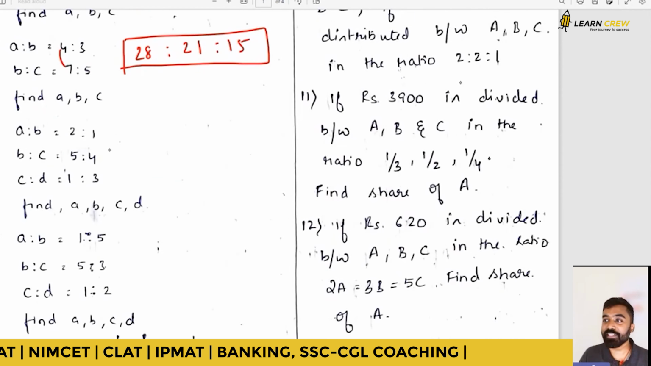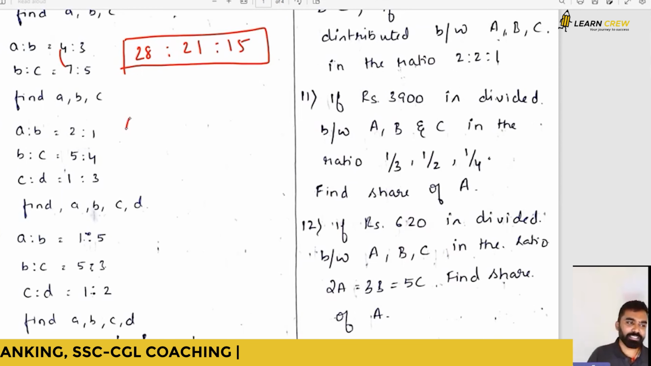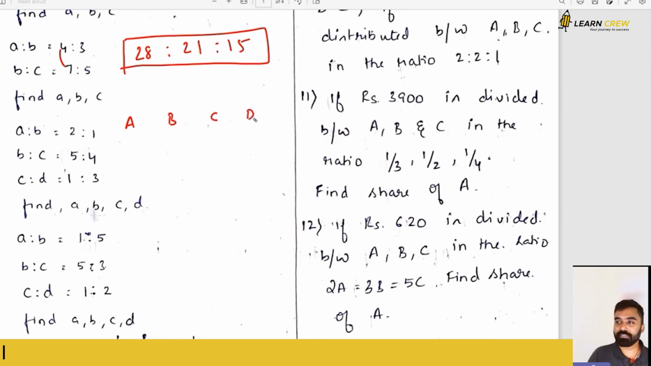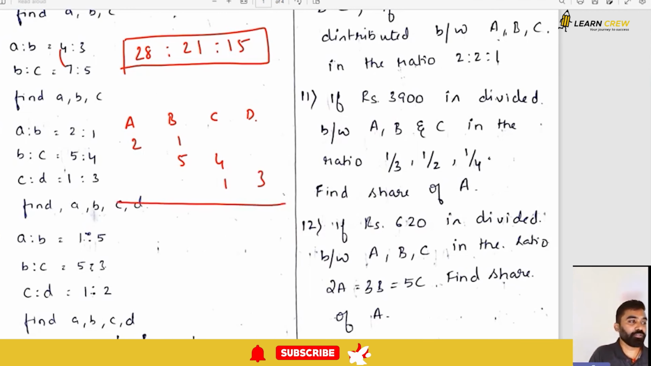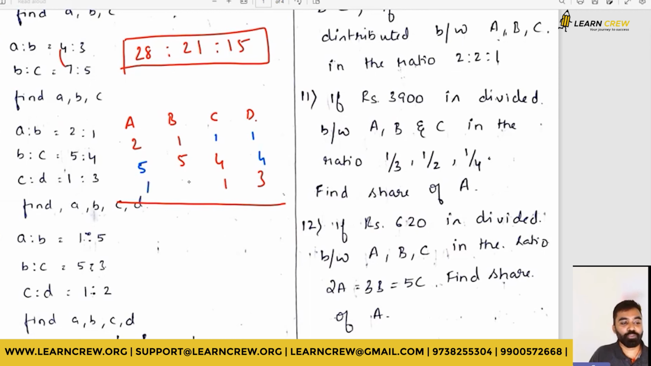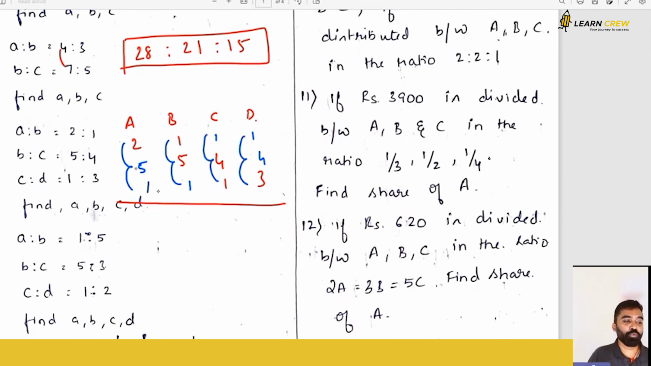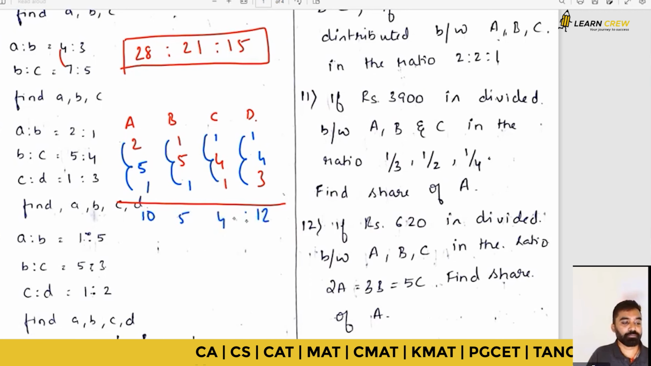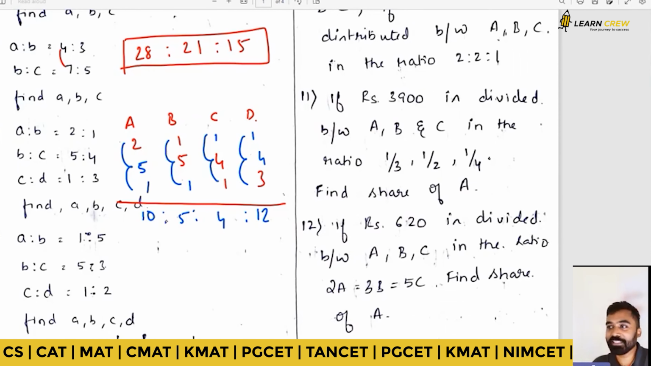Now the fourth one. Here, instead of 3 variables, 4 variables are given. The same method: A, B, C, and D. A is to B is 2 is to 1, B is to C is 5 is to 4, and C is to D is 1 is to 3. The same method: I start occupying the nearby places. So this becomes 5, this becomes 4, and 1 and 1. Now multiply: 2 into 5 into 1 is 10, so 10 is to 5 is to 4 is to 1. This is the method to solve these questions.